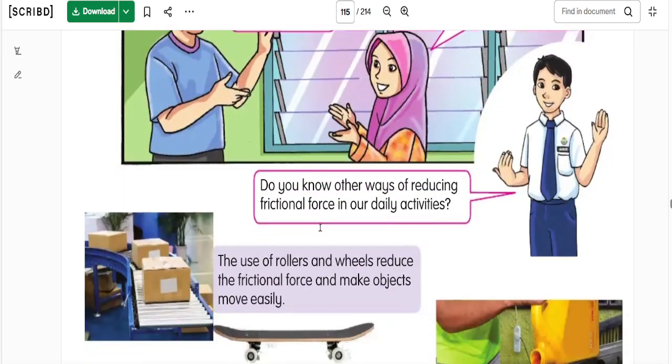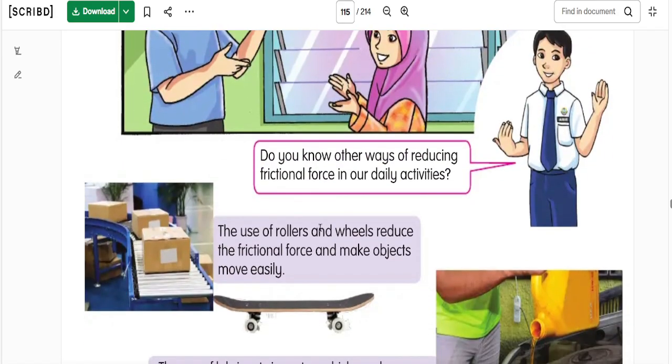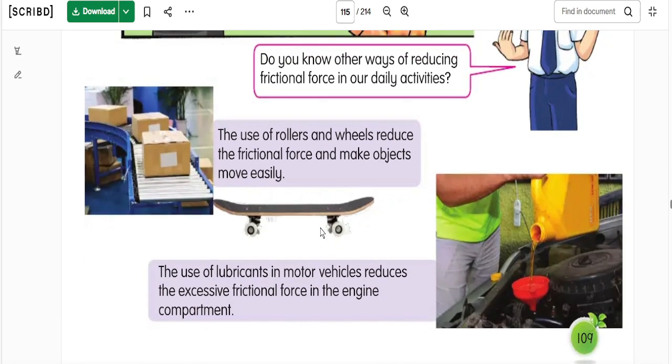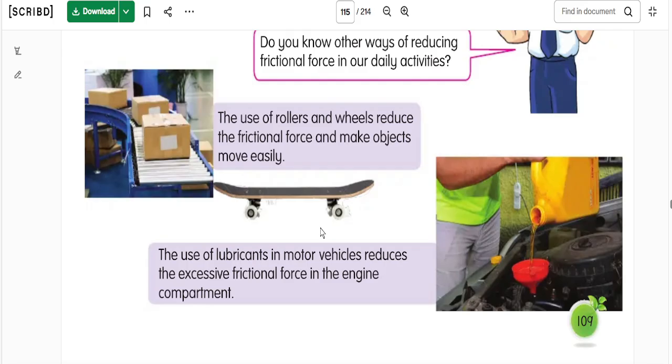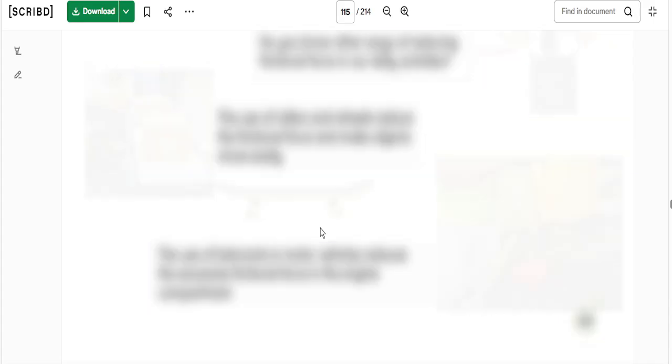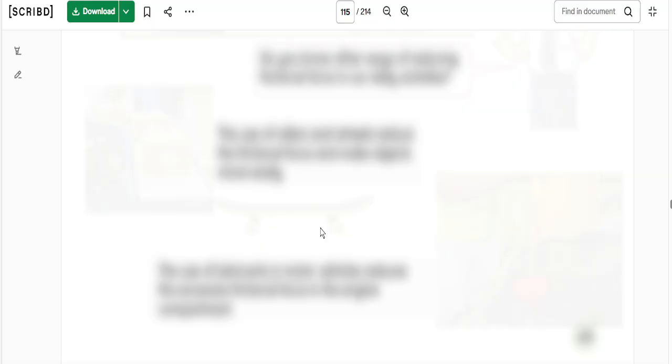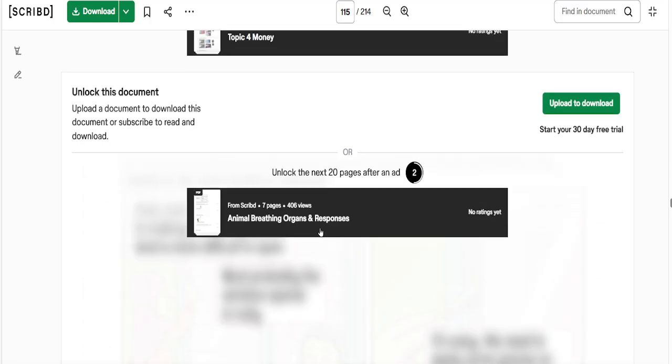So sometimes in our daily activities we need to increase friction, sometimes we need to decrease it, right? Like in motor vehicles or engines, lubricants are used to reduce frictional force. In machines, mechanics put some lubricants so that they don't stop working, right?